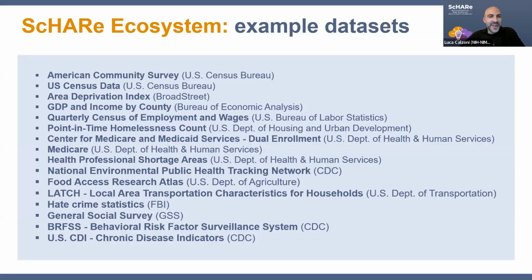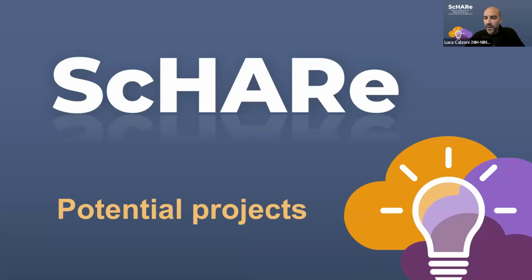So you can see here some examples of the data sets that we host. So I just mentioned a couple. We have Medicare data or Food Access Research Atlas, or the BRFSS, the Behavioral Risk Factor Surveillance System. And I leave the slides with you, so you'll be able to review this and actually access our platform and check out all the data that we offer.